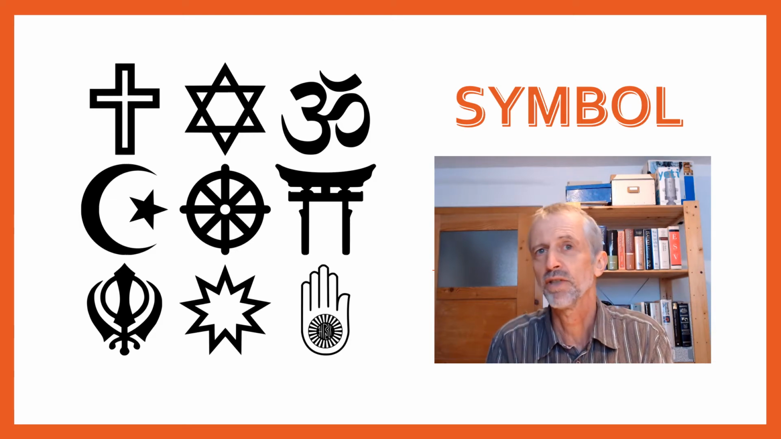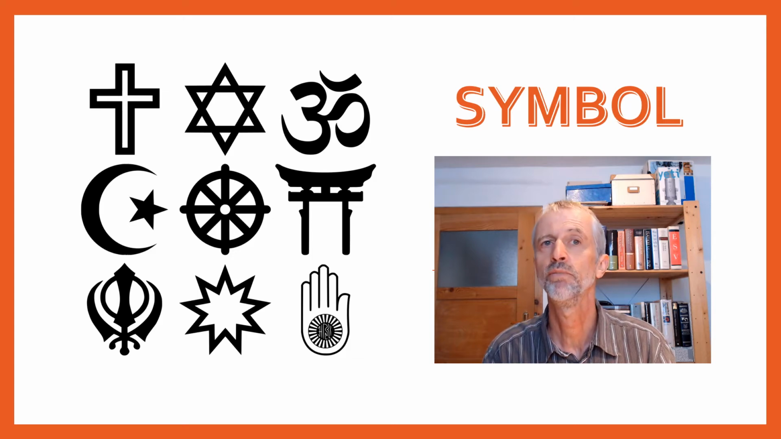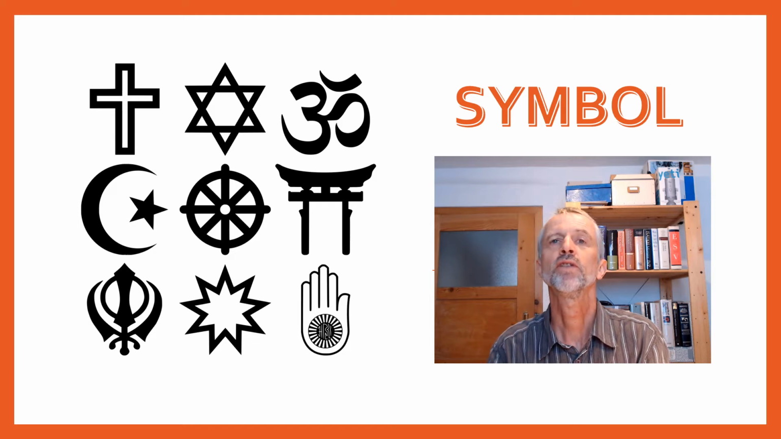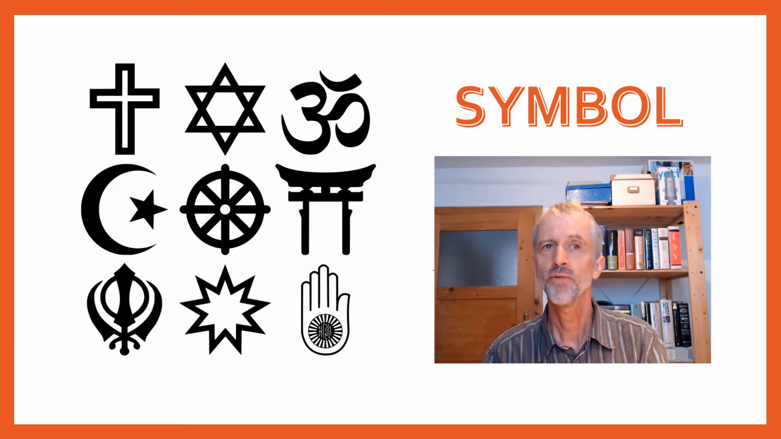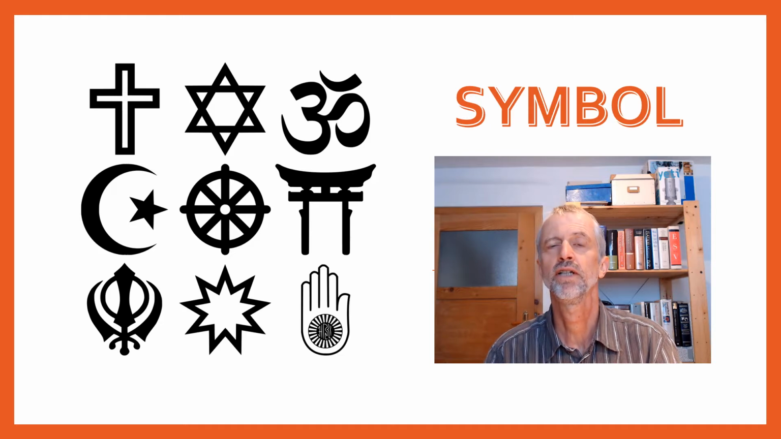Each of them stands for a religion. Some of them also stand for a belief that is central to that religion. That illustrates what a symbol is. It is something that stands for something else. Usually it takes the form of an object or a sign, and it stands for and represents something else.